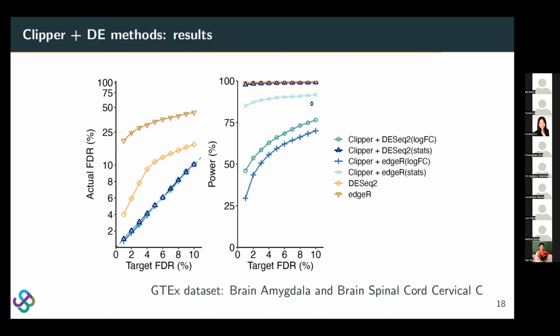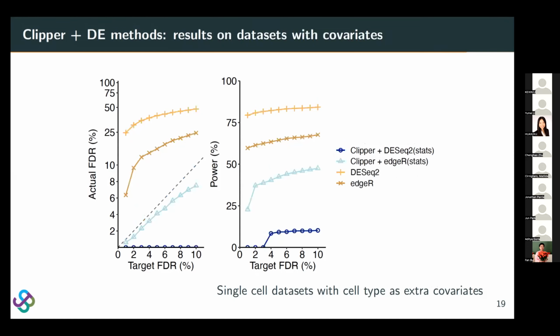We also tried this idea on another dataset where there is an extra covariate, the cell types. This is a single cell dataset with two covariates, cell types and conditions. We still focus on the conditions and treat cell types as an extra covariate. This time, we can still see that when applied as an add-on, Clipper still achieves very good FDR control. Although this time power is not so good, I think it is still reasonable.